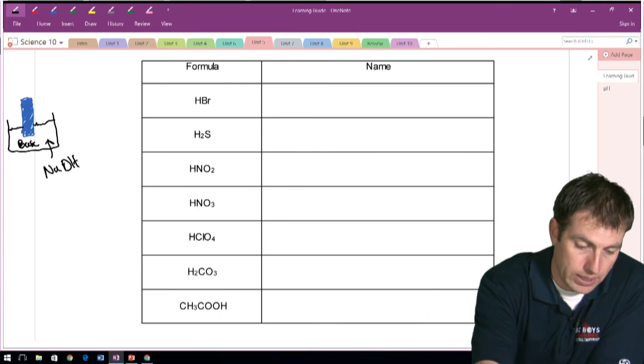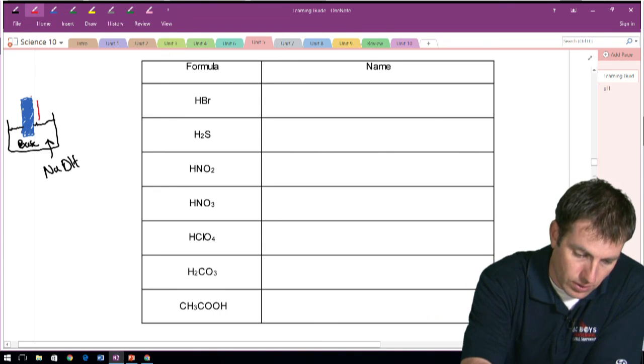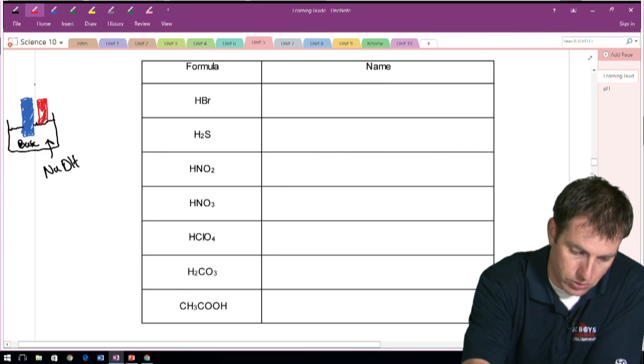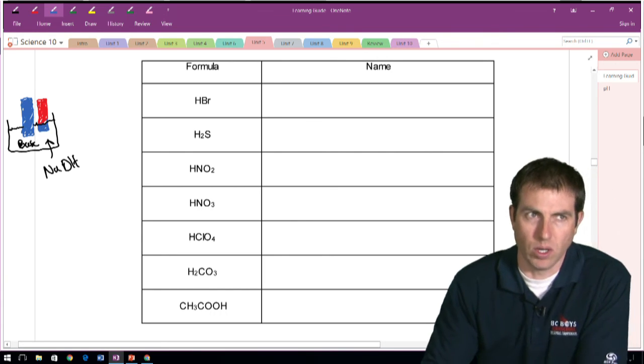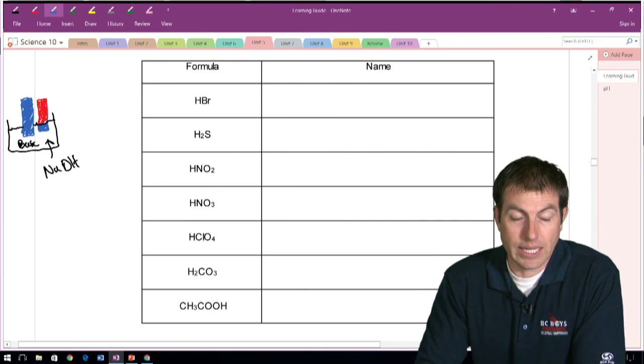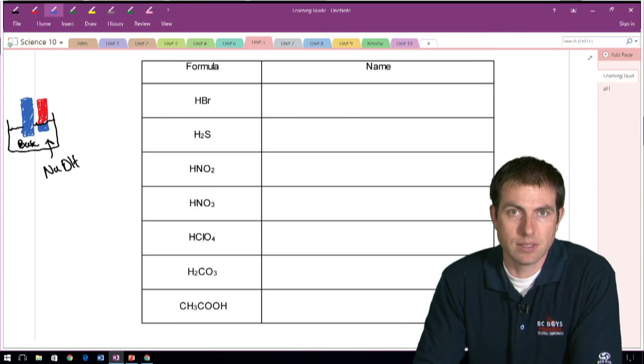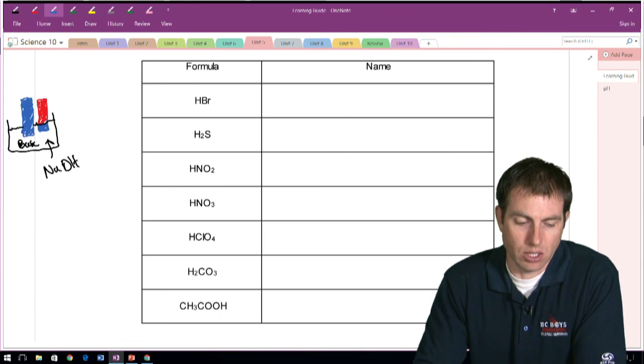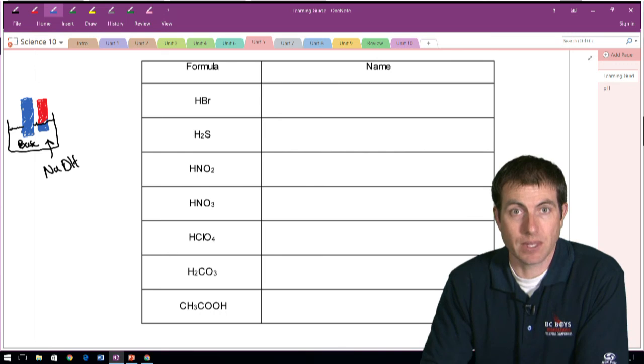But if I took red litmus paper and I stuck it in a base, like sodium hydroxide, the red litmus paper, the bottom part that was in the sodium hydroxide, would change to a blue color. So that's how litmus paper works. But litmus paper doesn't know if something's neutral. So I can't tell if something's an acid or a base if it doesn't change color. So if litmus paper doesn't change color, it could be neutral.